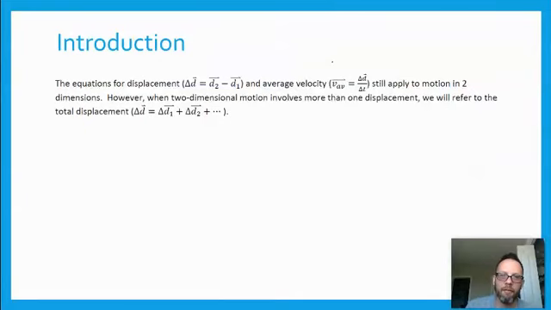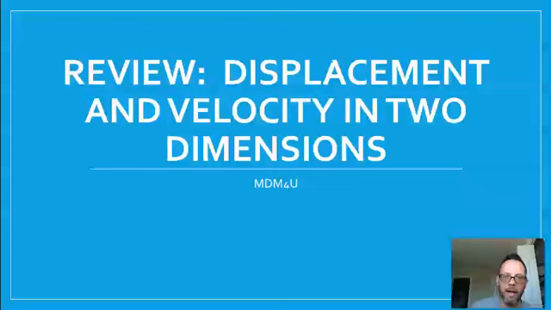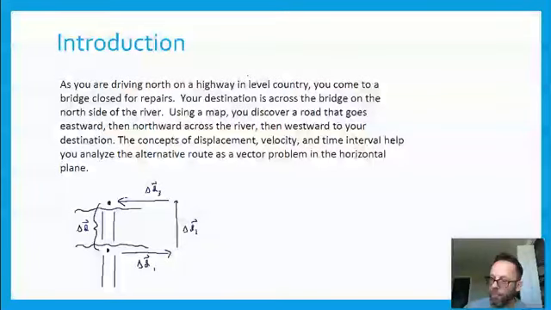So the equations we have for displacement, final position minus initial position, and average velocity, displacement over time, they still apply to our motion in 2 dimensions. But here the displacement usually in our problems is going to involve more than one displacement. When that happens, we're going to refer to delta D as our total displacement. So back in this visual here, you can see that delta D we have labeled. Here, this is the total displacement.